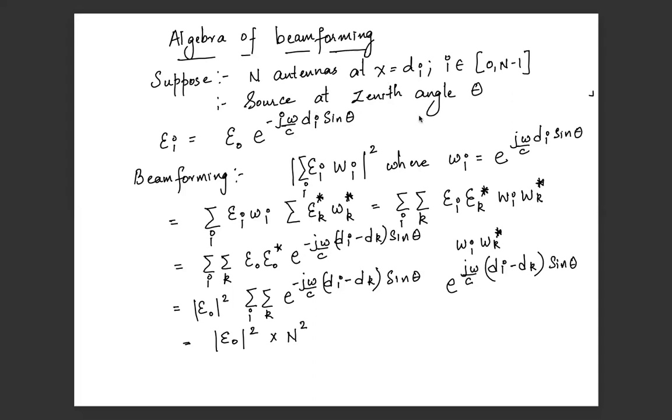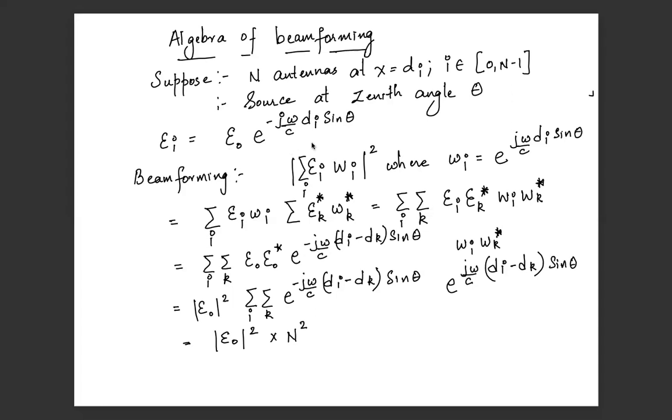Now let's suppose that there is only one source in the sky at a zenith angle theta, like we had considered before. The electric field of that source on antenna i is going to be given by this expression, where E naught only depends on how bright the source is. And this complex exponential here is denoting the path length which the waves from the source have to travel to reach different antennas.